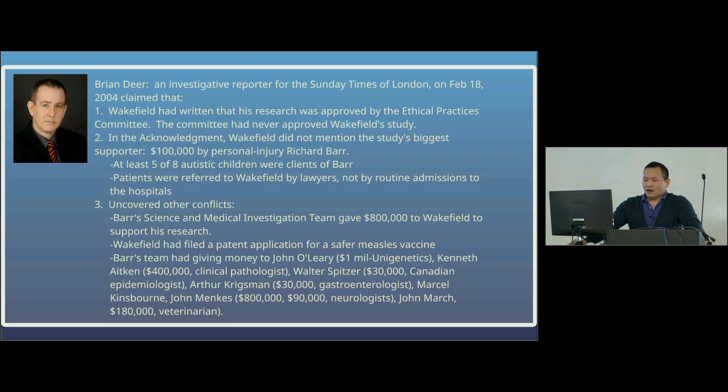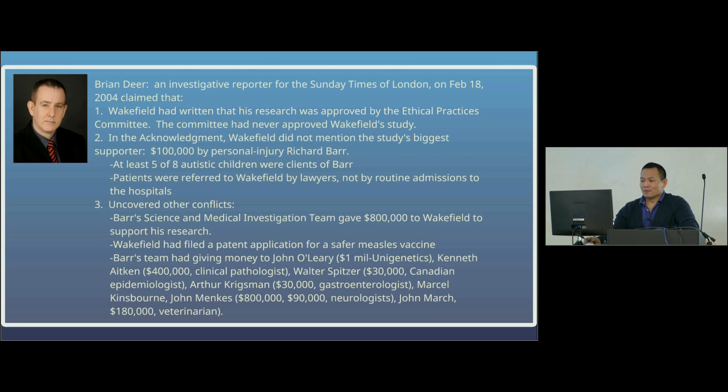The other thing that he found out is that Wakefield actually filed a patent application where he wanted to separate out the vaccines individually. So the MMR is a combination of 3 vaccines, and in his patent he wanted just one vaccine to be injected, and that somehow would not lead to developmental disorder. In addition to giving Wakefield $800,000, the Barr team gave money to John O'Leary, $1 million, and he is actually a big shareholder of Unigenetics.